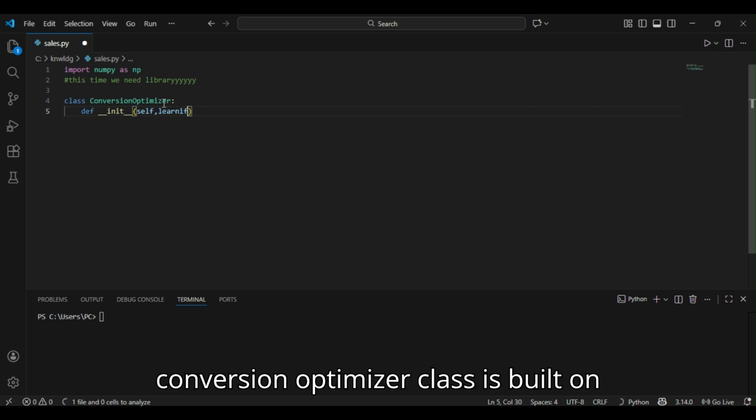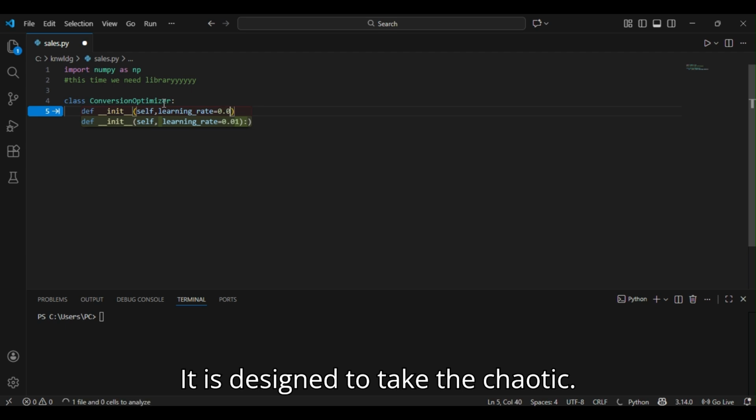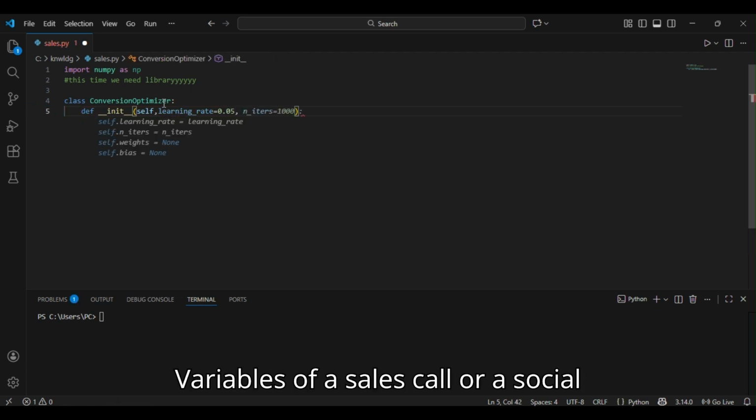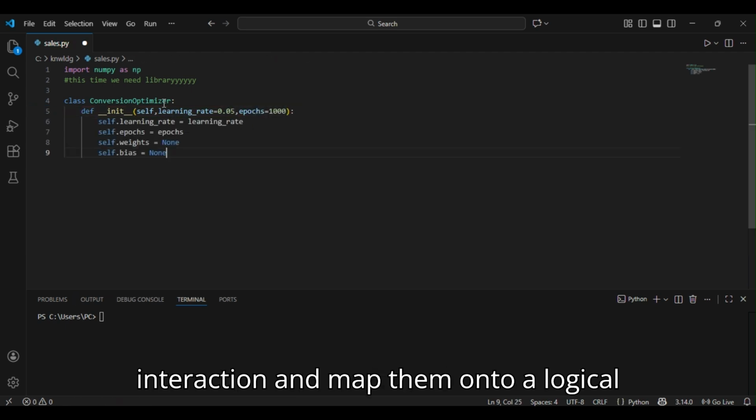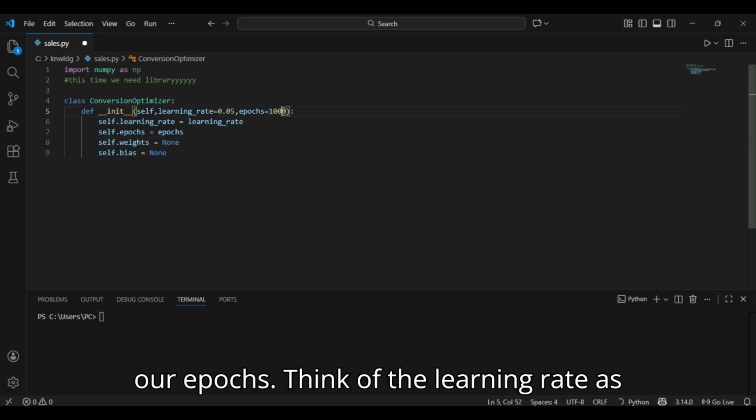The conversion optimizer class is built on the architecture of logistic regression. It is designed to take the chaotic variables of a sales call or a social interaction and map them onto a logical binary outcome. In the initialization phase, we define our learning rate and our epochs.